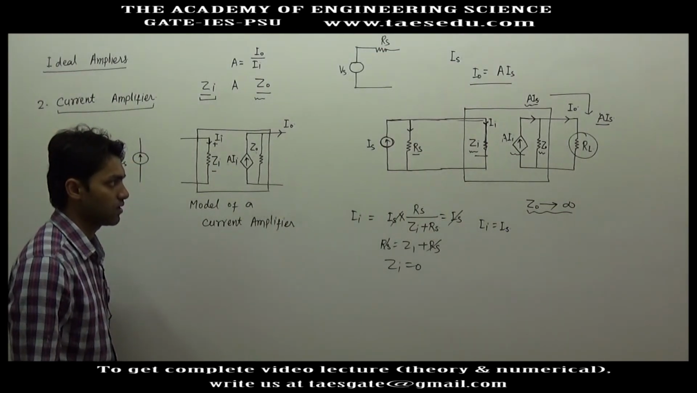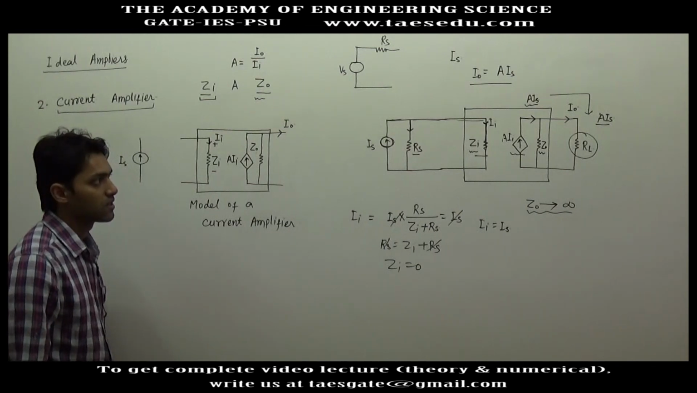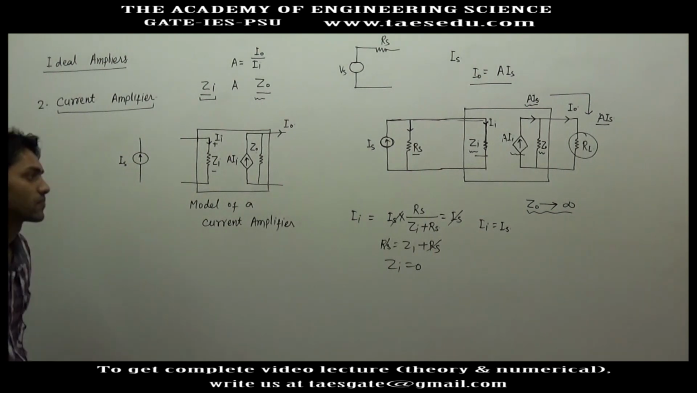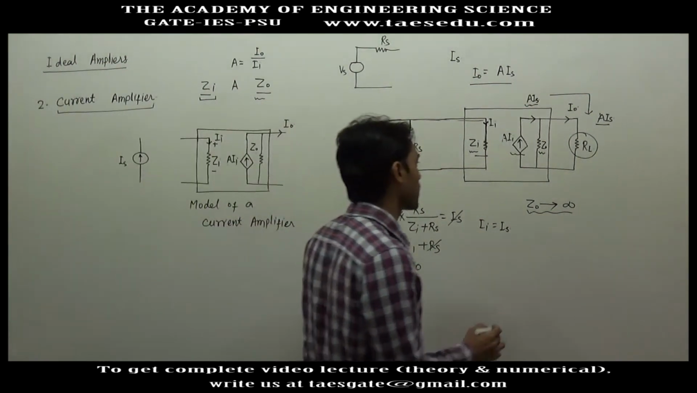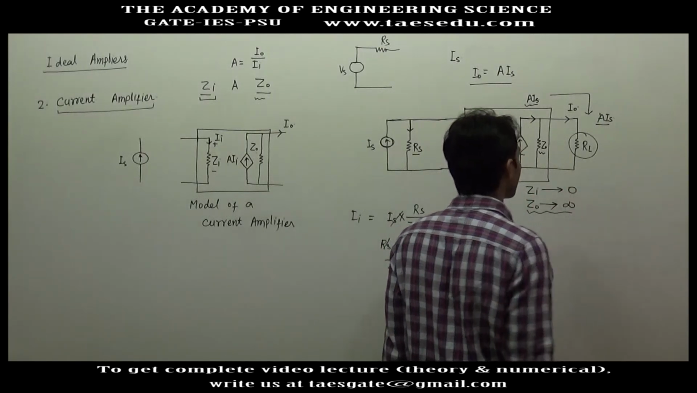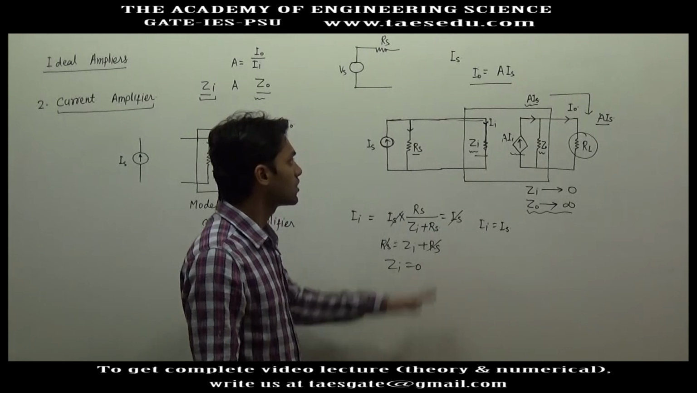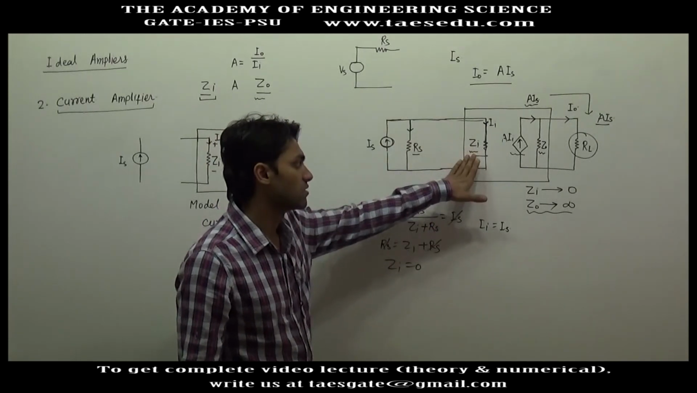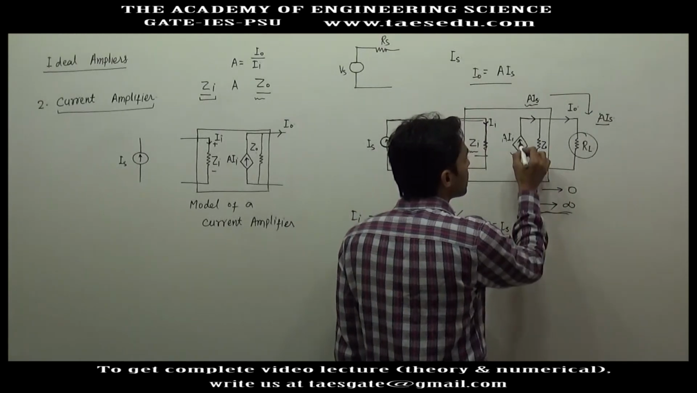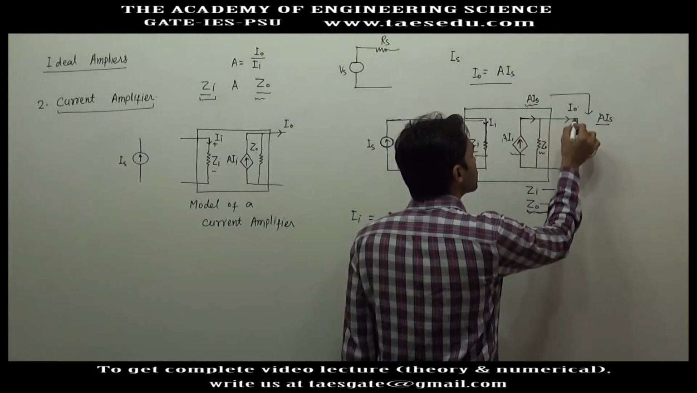I hope I was a little bit fast here, but since we have done the voltage amplifier, where I gave much time, and the case is similar, I hope you understood it. So in case of current amplifier, Zi must tend to 0 in order to get all the current from the source into the amplifier, and Zo must be infinity such that all the current from the amplifier should go to the load.